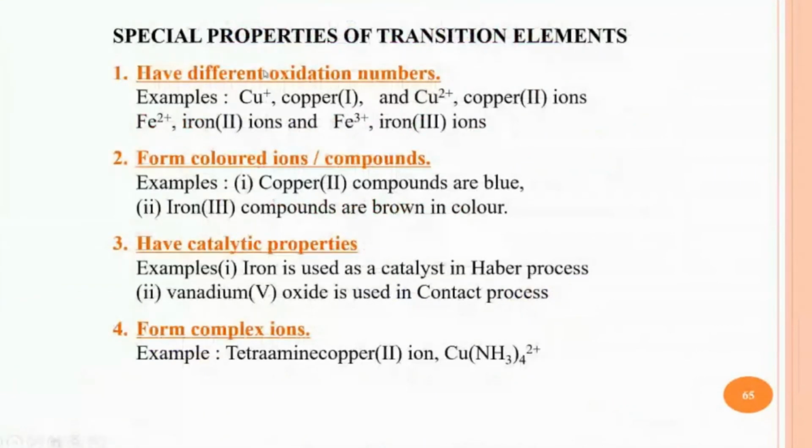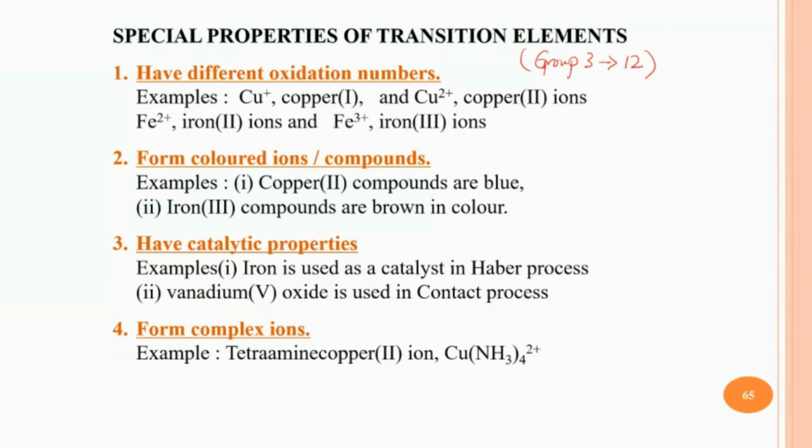And now, next one is the special properties of transition elements. Transition elements, they are from which group? They are from group 3 until group 12. They are metals.